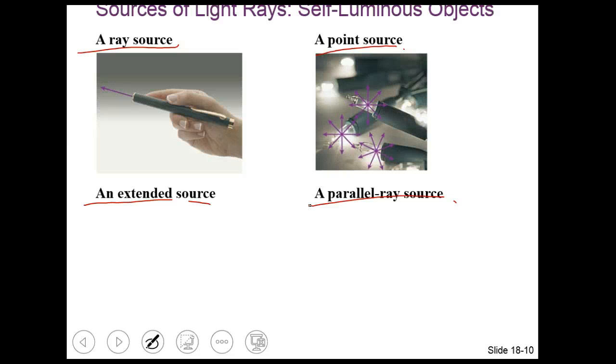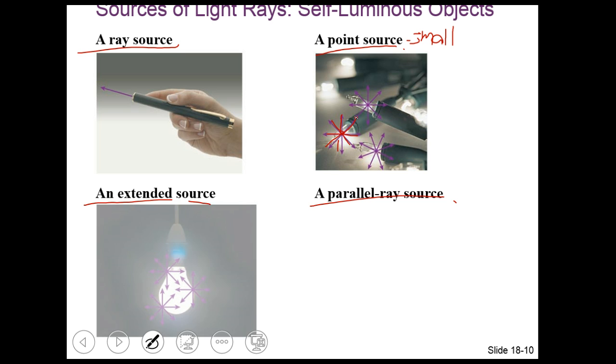There are things like a point source. These must be very small lights, like a Christmas light. And from within the light, light emanates out in every single direction to make just one little point, right? You see a dot when you see a Christmas light from far away.